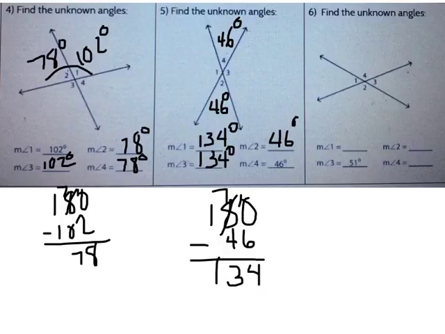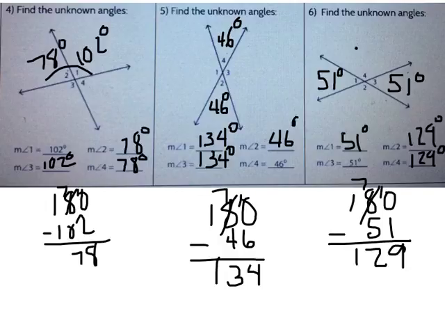Let's do one last example. Number 6. If angle 3 is 51 degrees, what are the three missing angles? Go ahead and find those now. I know that angle 1 is also 51 degrees because angles 1 and 3 are vertical angles. I can subtract 180 minus 51 to find that angles 2 and 4 are 129 degrees.